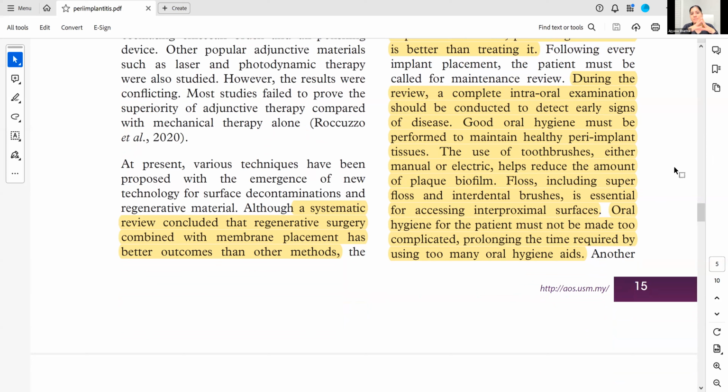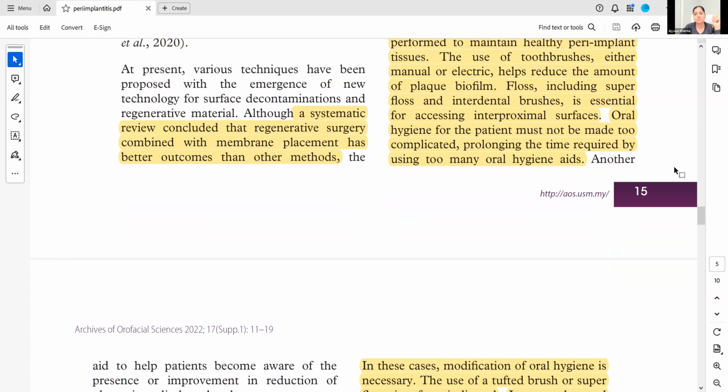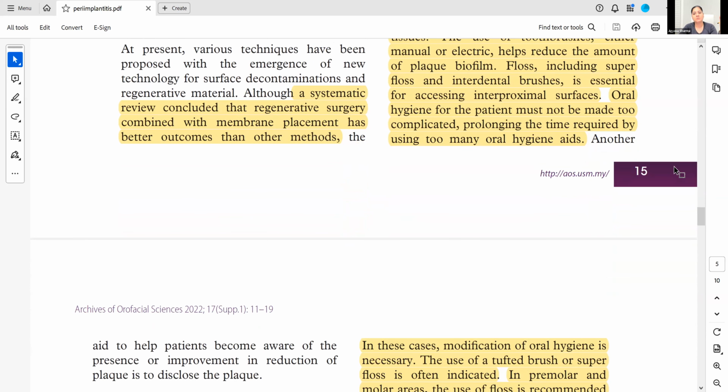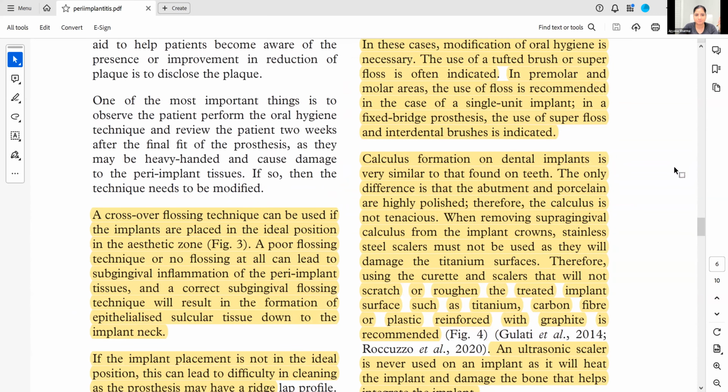Good oral hygiene must be performed to maintain healthy peri-implant tissues. The use of toothbrushes, either manual or electric, helps reduce the amount of biofilm. Flossing is extremely important in implant situations, which will include superfloss and interdental brushes, depending upon the location and the gaps. And oral hygiene for the patient must not be made too complicated or time-consuming, so that you don't add too many aids for them, otherwise it will get complicated and they can lose the motivation to perform it every day.